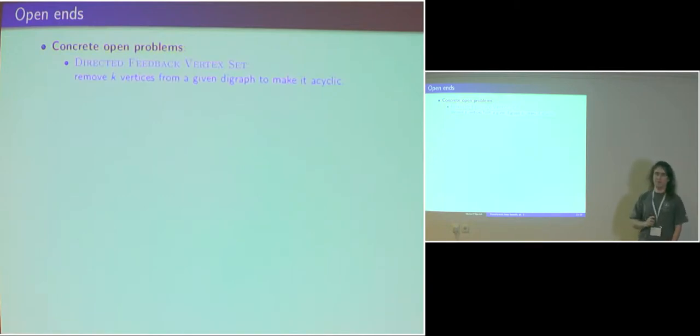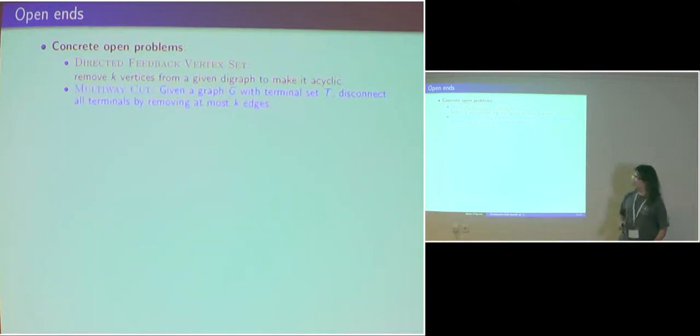First and foremost, I think that directed feedback vertex set should be here. Namely, you are given a directed graph and an integer k, and you delete at most k vertices to get an acyclic directed graph. This is a notoriously hard problem in parameterized complexity. It is FPT for very non-trivial reasons. And its kernelization status has been open since the beginning of the days.